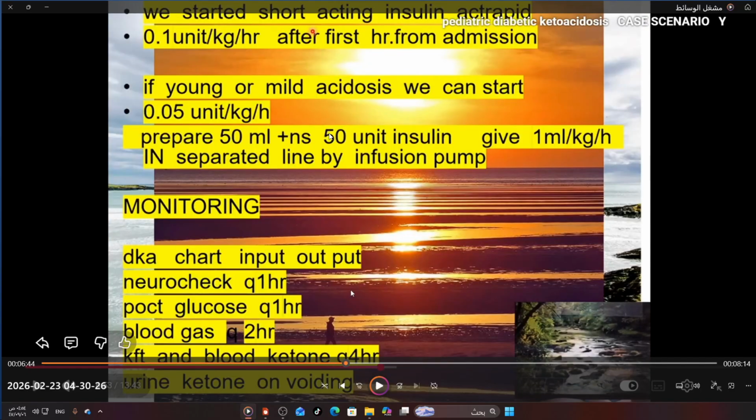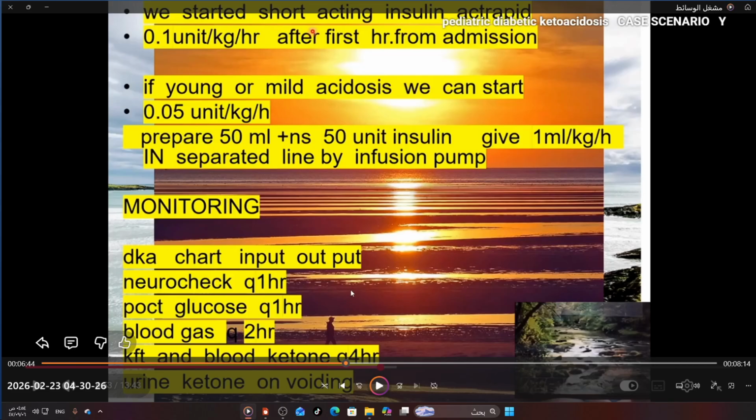Okay. Then after that, we will start insulin. From the second hour, we will start short-acting insulin. We will prepare insulin in 50 ml of normal saline, with 50 units of insulin. Give 0.1 ml per kg per hour. Exactly. From the second hour, you'll start that insulin infusion at 0.1 ml per kilo per hour. Then you'll keep a close eye on glucose levels, adjust the insulin if needed, and watch electrolytes closely. If the baby is young or mildly acidotic, we can start 0.05 unit per kg per hour.